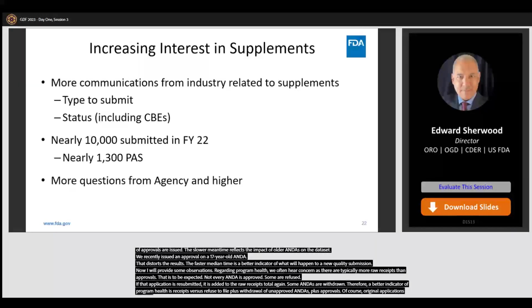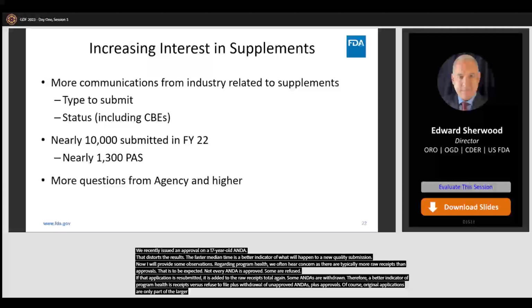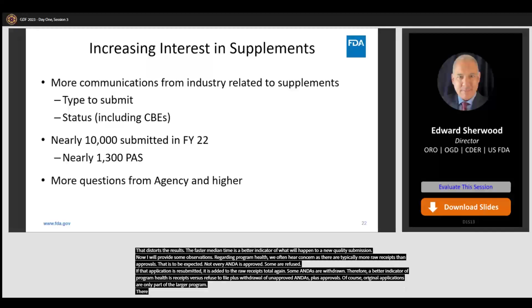There is increasing interest in supplements. We see this in the form of more communications from industry, more submissions, and more questions and tracking from high in the chain of command.